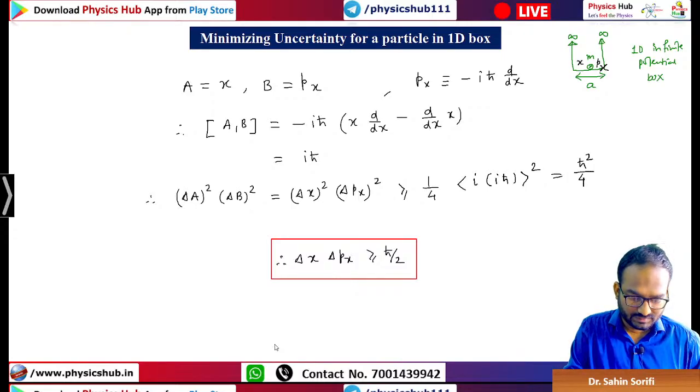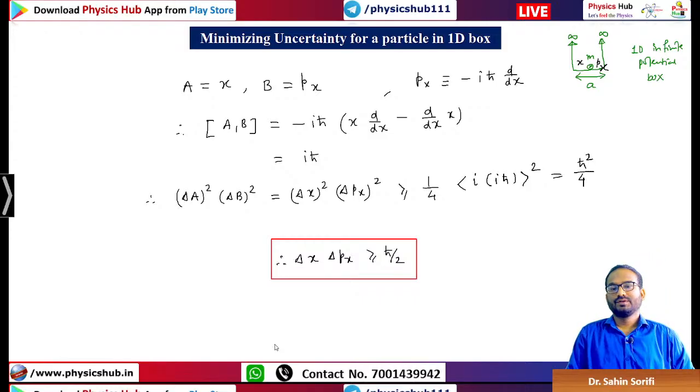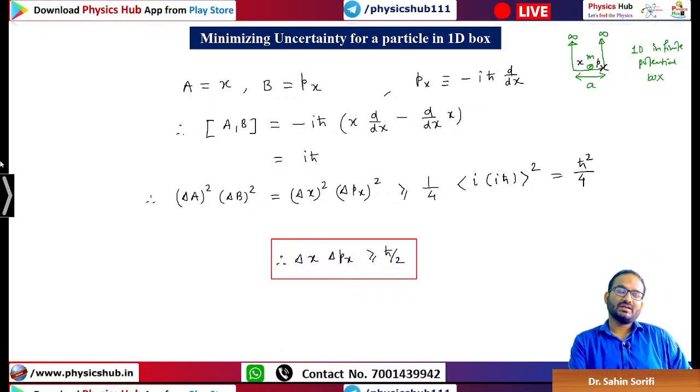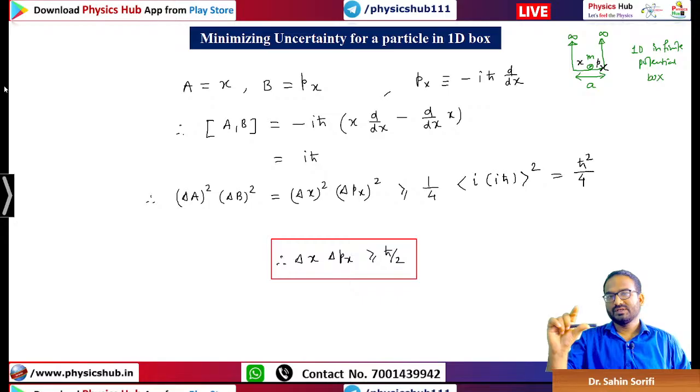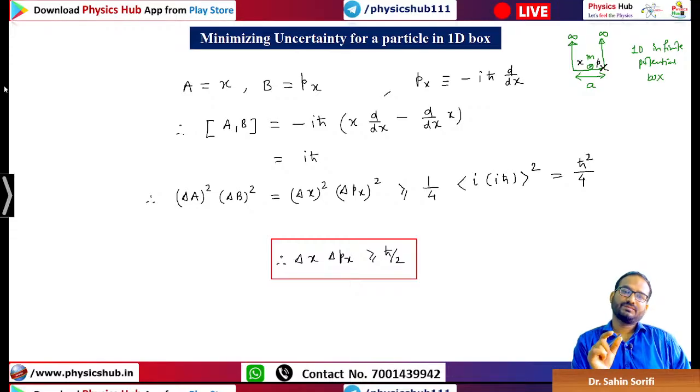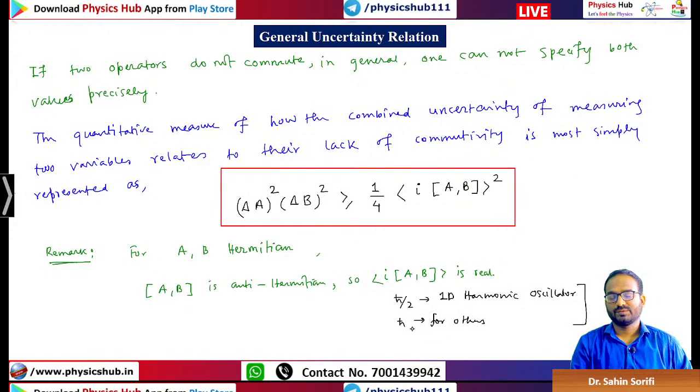H cut greater than or equal to h cut by 2, where h cut by 2 is the minimum uncertainty. Look, there are several systems. We have a particle in a box. This is one system. Harmonic oscillator, that is another system, and some other systems will also be there. So only for the one dimensional harmonic oscillator, the minimum uncertainty is h cut by 2. For other systems, the minimum uncertainty will be h cut. Just remember this one. The only exception is the 1D harmonic oscillator.